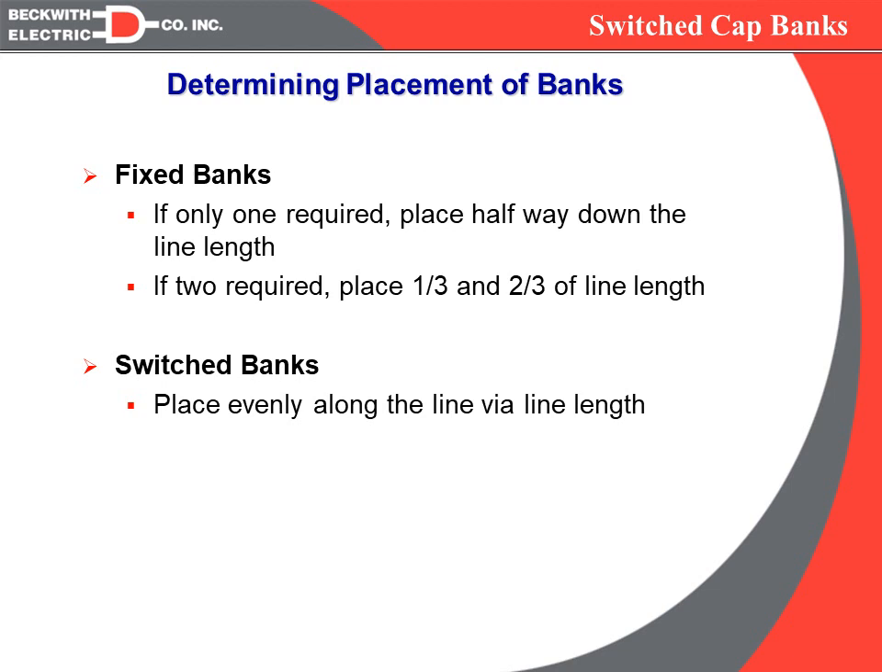For the switched banks, we're just going to take the total number of switched banks that are going to be applied and space them evenly throughout the system. So if I had a circuit that was going to require 5 switched capacitor banks, I would put them at 20, 40, 60, 80, and then near the end of the line. So we're just going to take our line and divide it up into equal segments, and that's where we're going to place our switched capacitors.